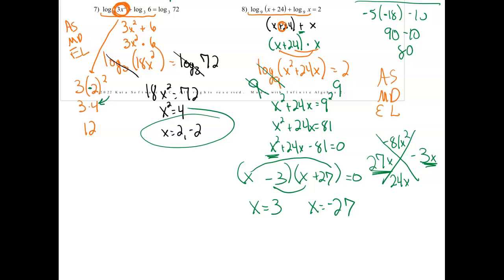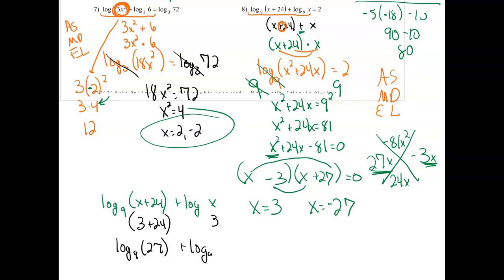Let's see if either of those answers makes an extraneous solution. So going back to the original problem, I'm going to write it here, the left side anyway. What I want to know is if I put my answers in, does my argument stay positive? So if I put it in here, then yes, I have a log of a positive 27, the log of a positive 3, and so we're good.